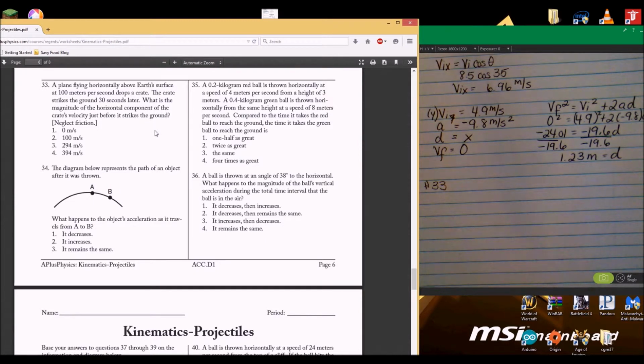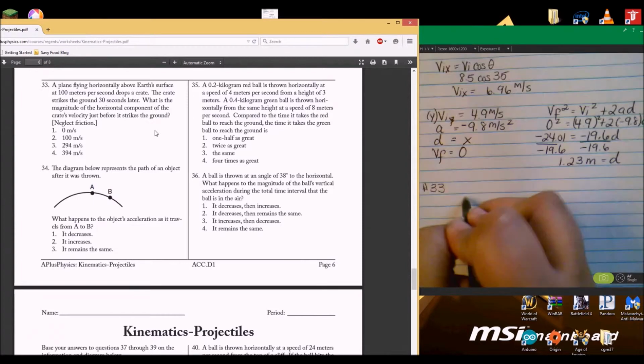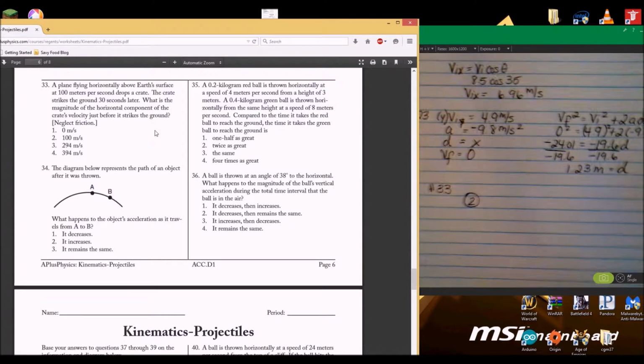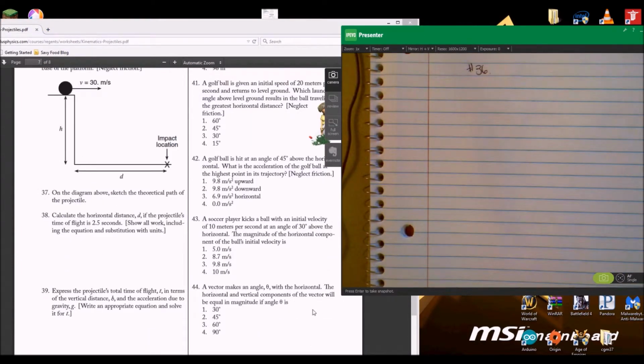So again, this is horizontal component, so it doesn't matter how much time had passed at all. Whatever you had as the initial velocity at time of 5 is the same as the velocity at time of 50, if it's still in the air. So that means your answer for 33 should be 2. Because it doesn't change, it's always going to stay at 100 meters per second.